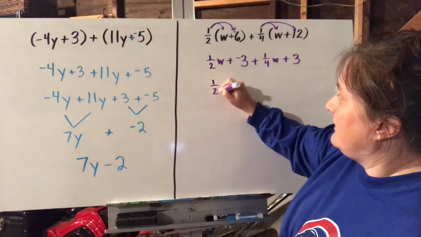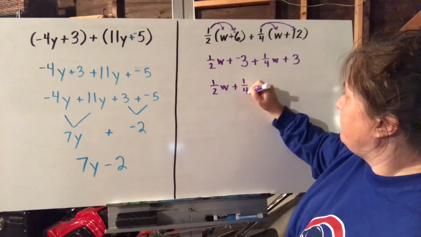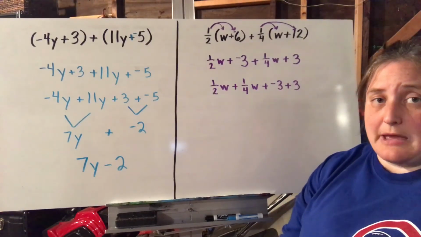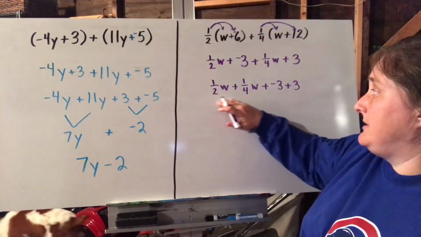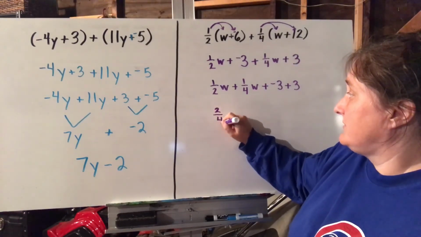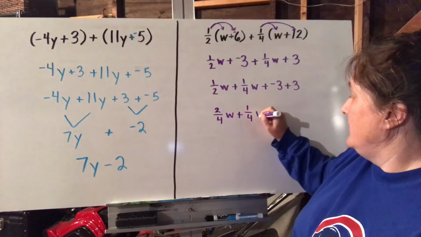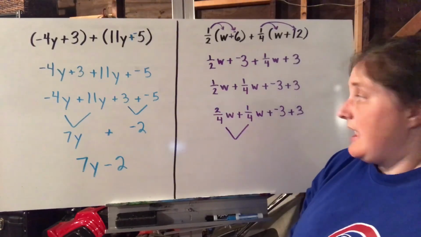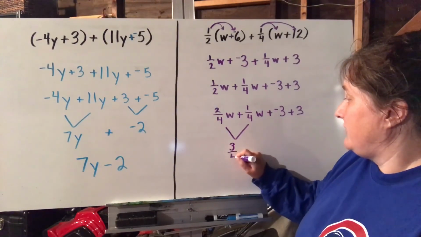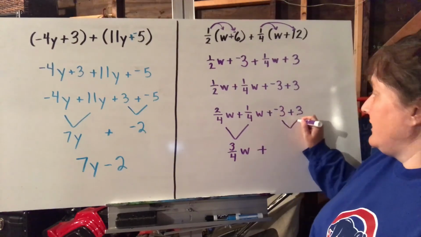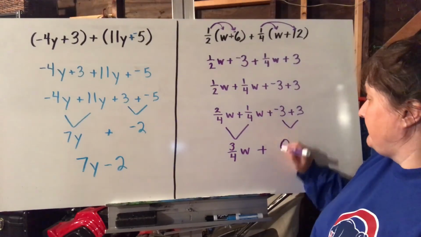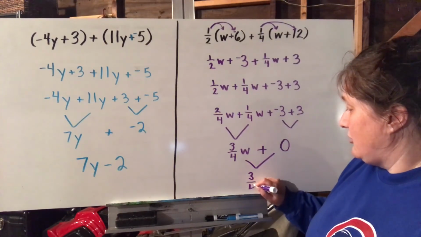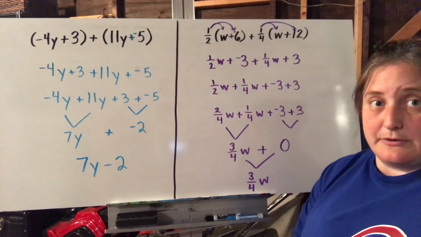So I'm going to rearrange these guys so my w terms are here together out front. And then I'm going to do one extra step here since I have fractions. I'm going to rewrite these with common denominators. I'm going to change this to 2/4 w plus 1/4 w plus negative 3 plus 3. So I'll combine my w's, and 2/4 and 1/4 w gives me 3/4 w. And negative 3 and 3 actually gives me 0. And I can add these together. Anything added to 0 is just that term. So I end up with 3/4 w as my final answer.